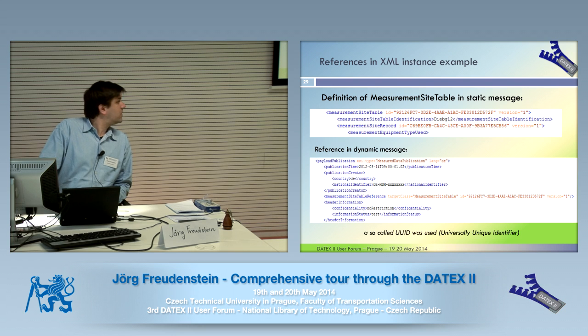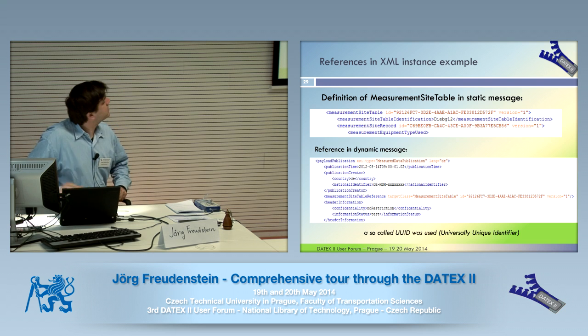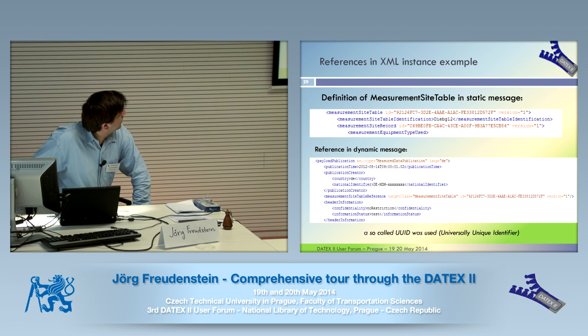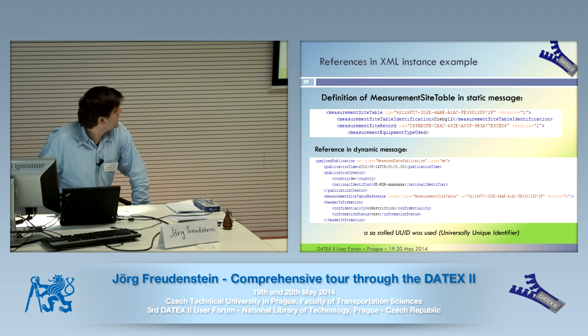We can see this in an XML statement. We have a measurement side table, and because of its stereotype version identifiable, it has these parameters ID and version. As I said, you should use a unique identifier, so this is a very long number which is generated and which does not appear a second time, hopefully. And you can give it a version if you like to update this object. If there are new versions of this object, you can keep this ID and just improve or set up the version.